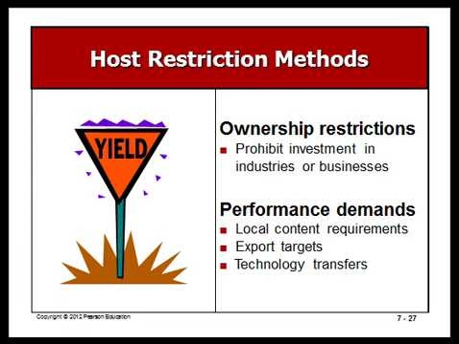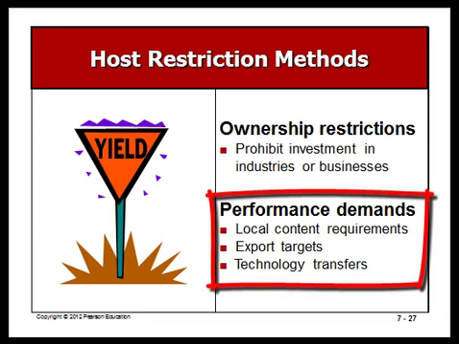Other methods to restrict FDI inflows include performance demands. Some performance demands dictate the portion of a product's content that originates locally, stipulate the portion of output that must be exported, or require that certain technologies be transferred to local businesses.